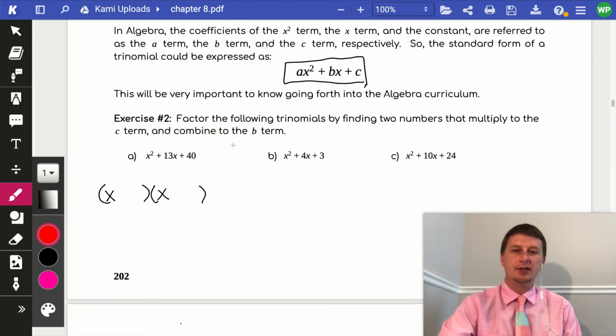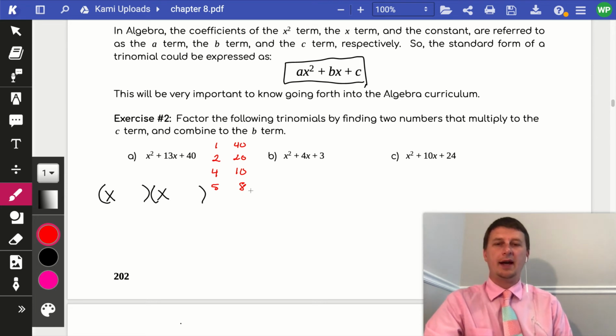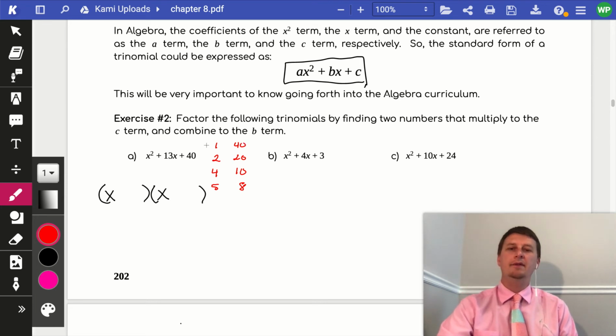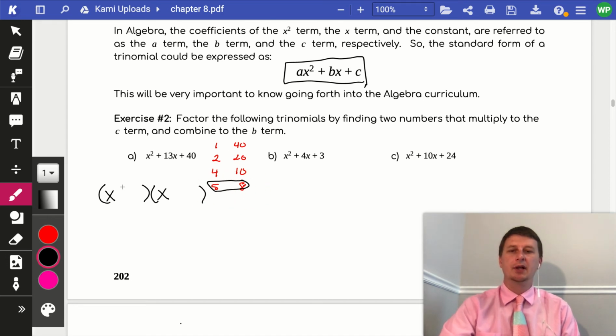So what I could do is I could just list out factors of 40. So I have 1 times 40, I've got 2 times 20, 4 times 10, 5 times 8, and I think those are all of my whole number factors of 40. So now of these pairs, 1 and 40, 2 and 20, 4 and 10, and 8 and 5, which pair of these also combine to get 13? And the answer there is 5 and 8. None of these other factors can combine to give you 13. So our numbers are going to be 5 and 8.